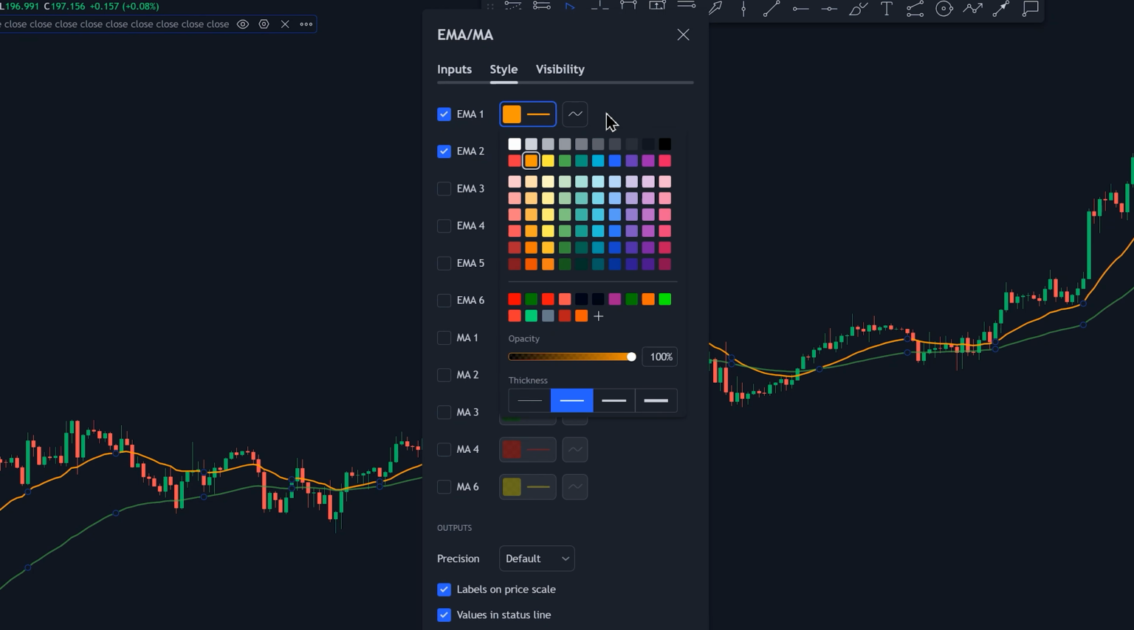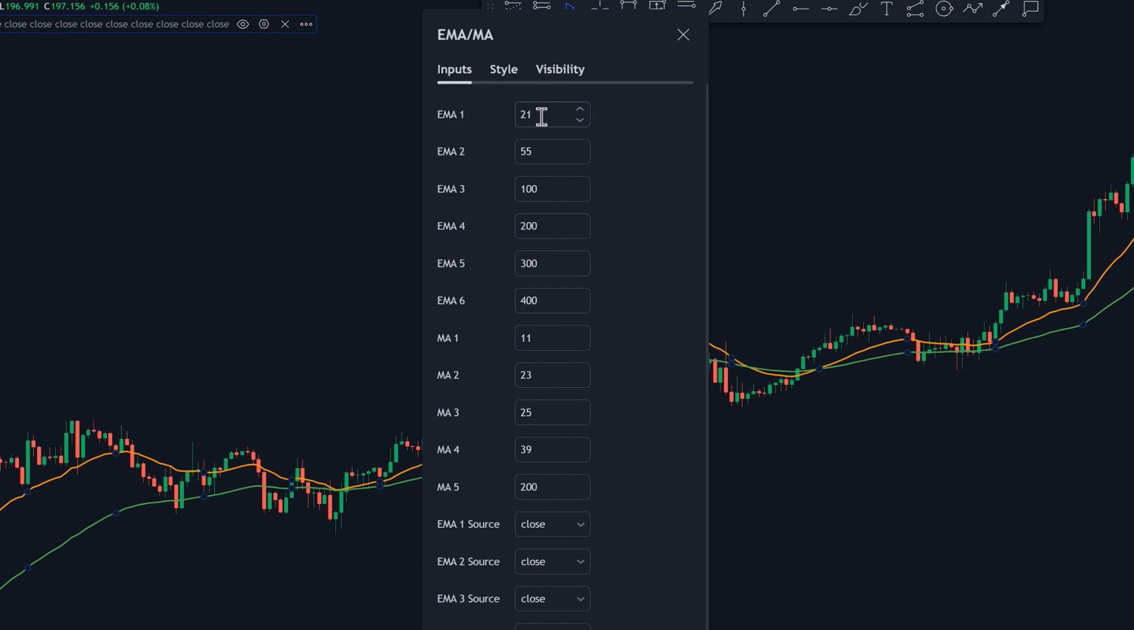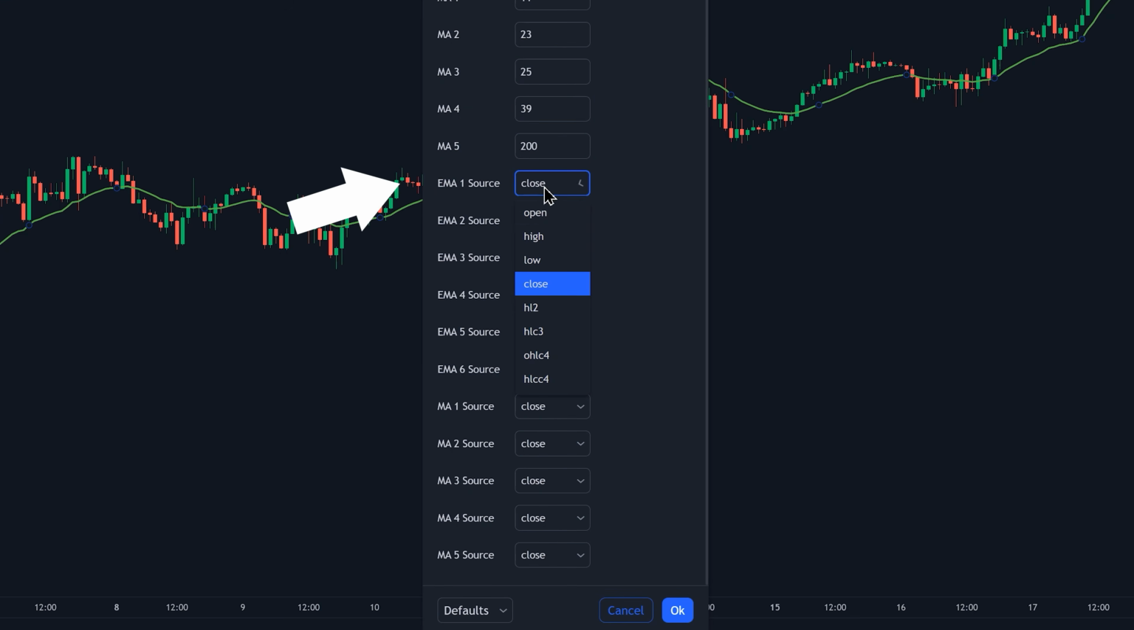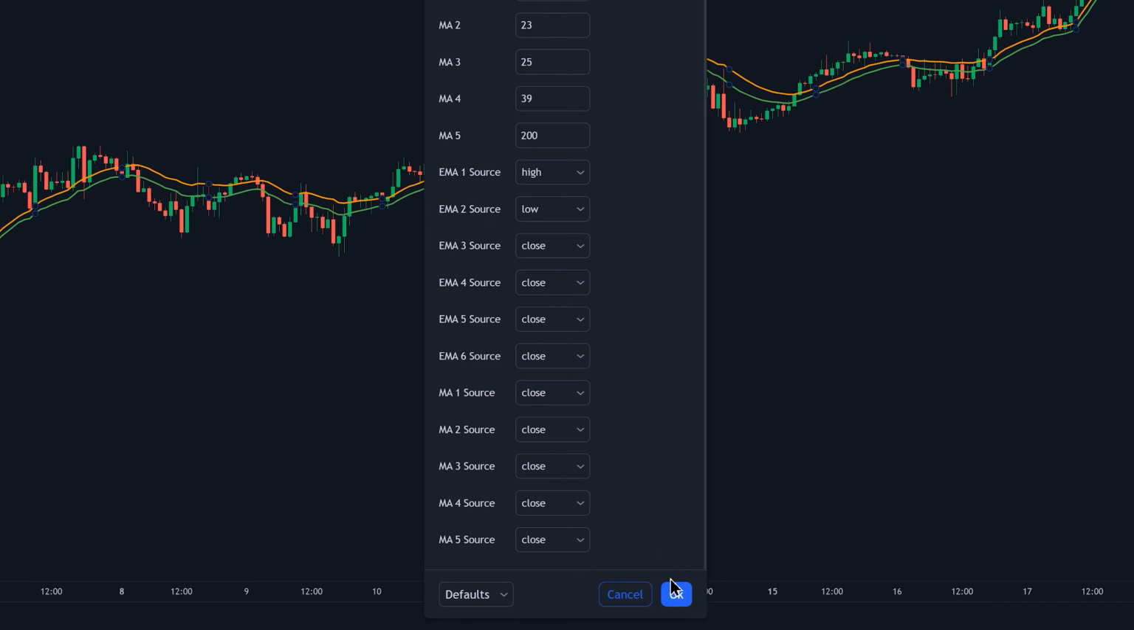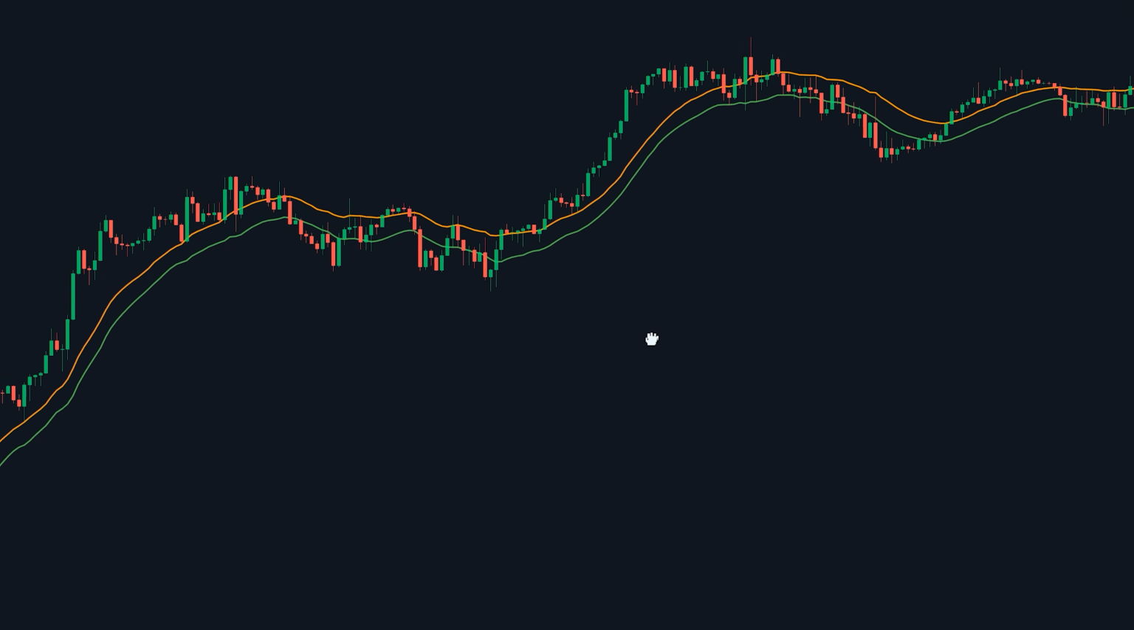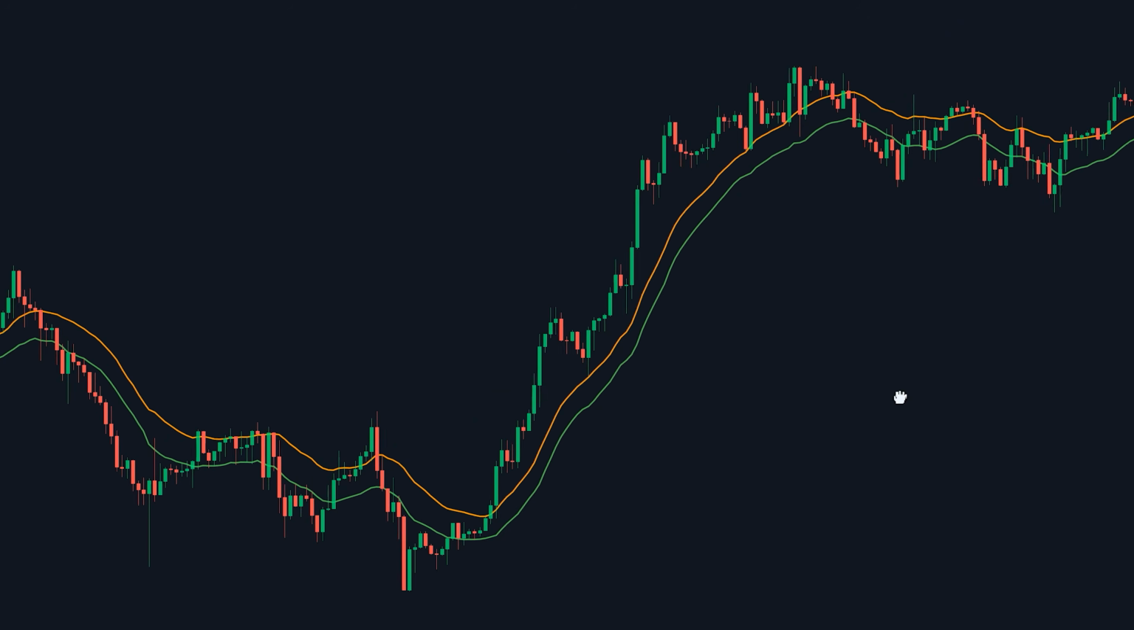Then on the input tab, you wanna change EMA 1 length to 20. EMA 2 should also be at 20. And then down here, you wanna change EMA 1 source to high. The EMA 2 source to low. After that, click OK. Now, there are multiple ways that you can use this indicator to trade.